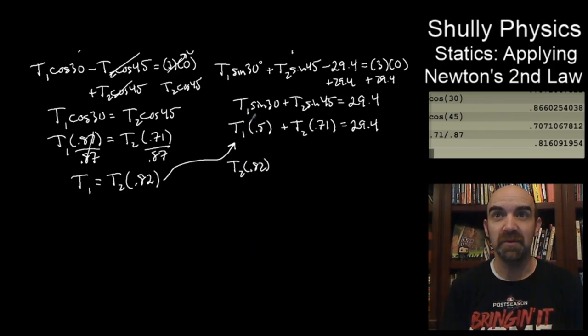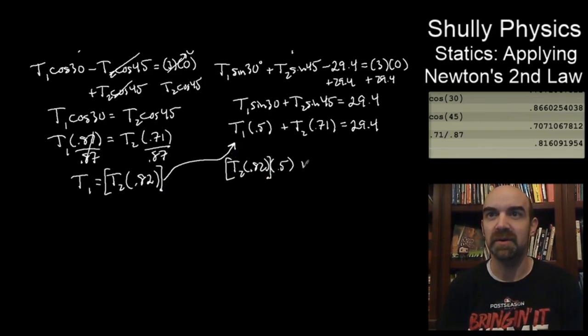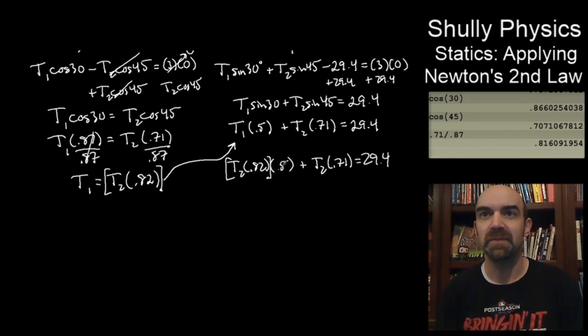And then don't forget, we substituted that in for T1, so we need to still multiply this by a half. We took that and put it in right for T1. So there it is, T1 times 0.5, plus we've got a T2 times 0.71 equals 29.4. All right, half of 0.82 is 0.41.